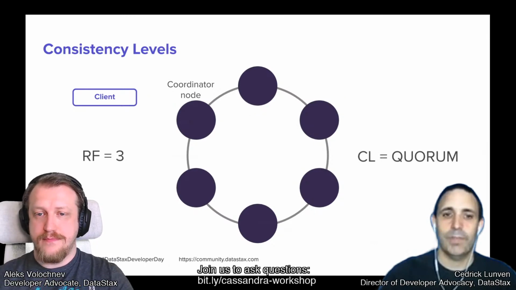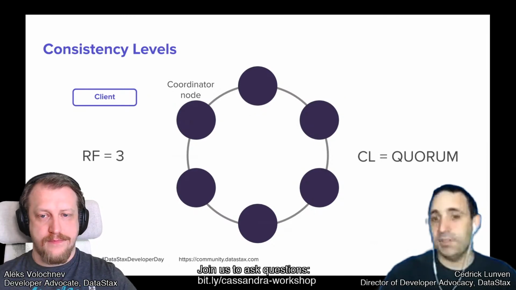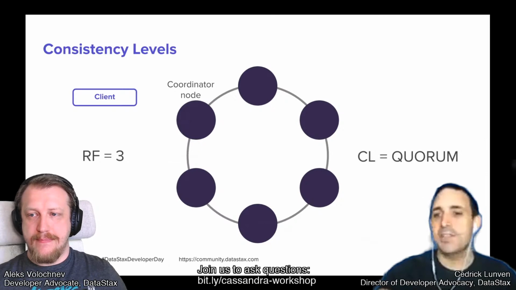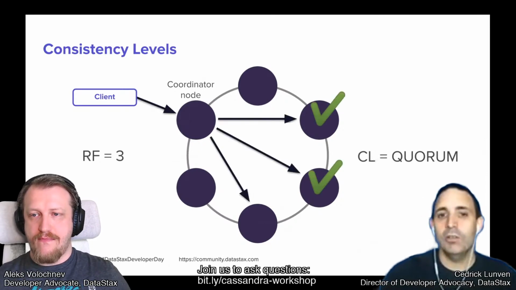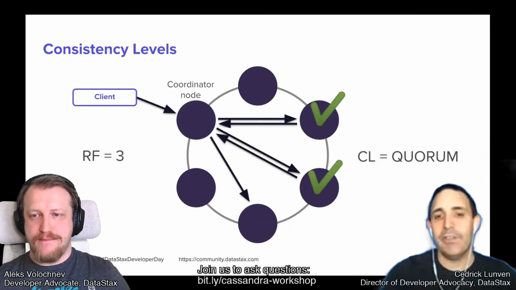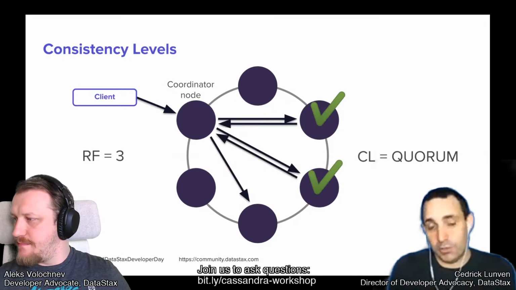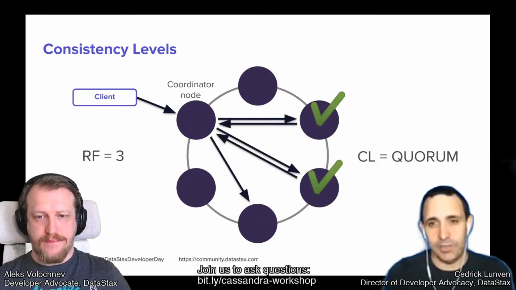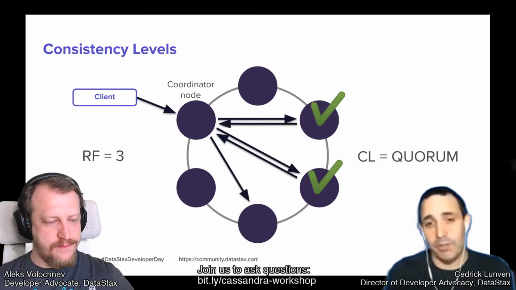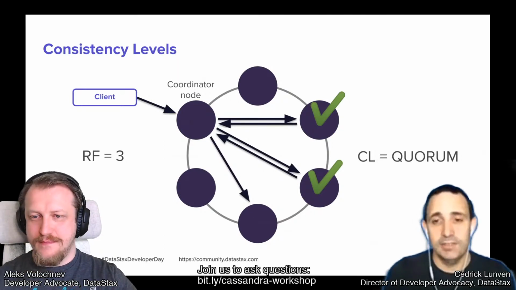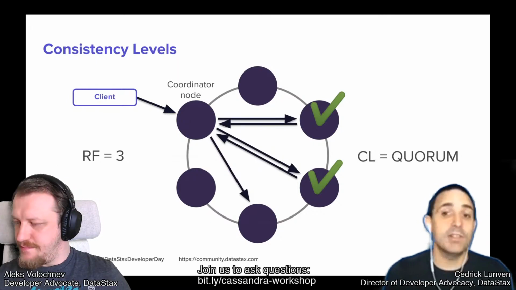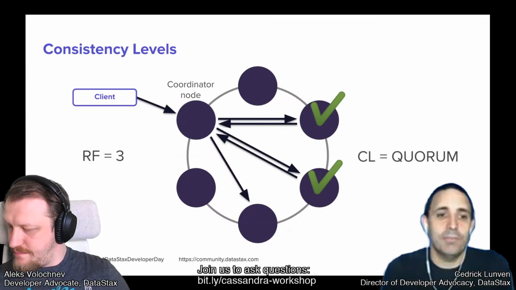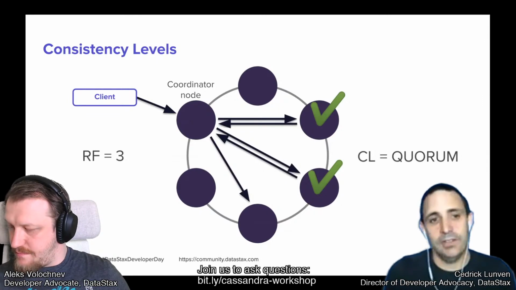The second way is the recommended one, both for read and write, and it's called quorum. And quorum means now I would like the majority of my nodes to answer to be sure that my request has been successfully executed. So now the majority of the nodes are updated. And this is the reason why we recommend an odd replication factor.